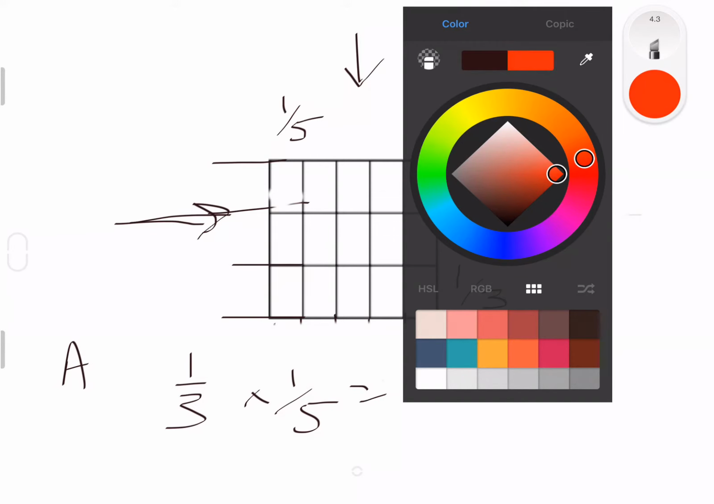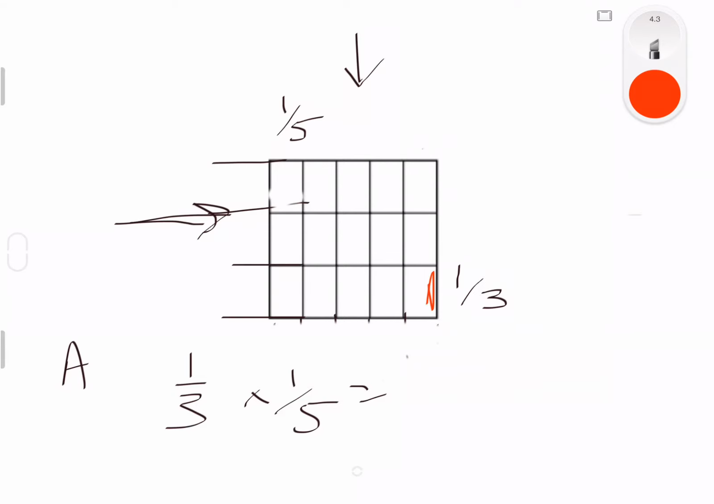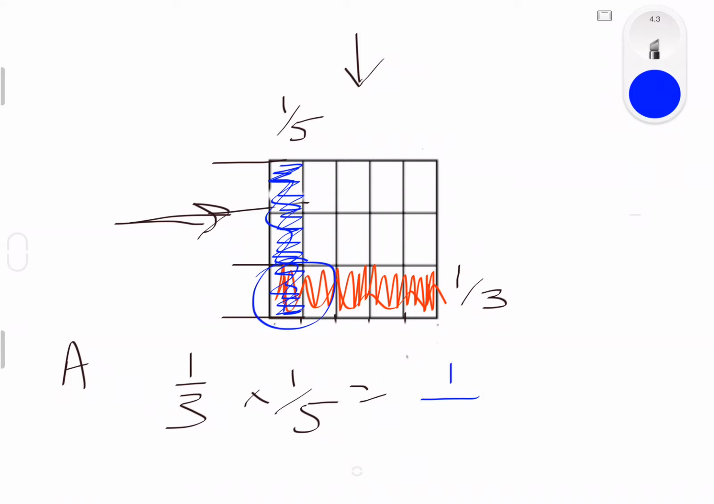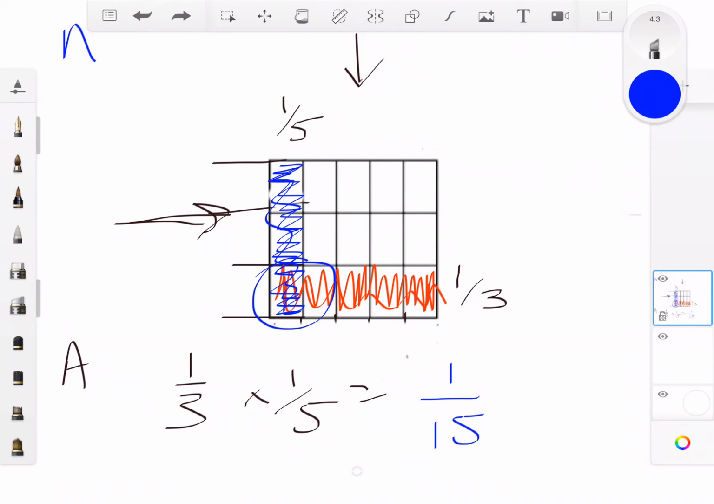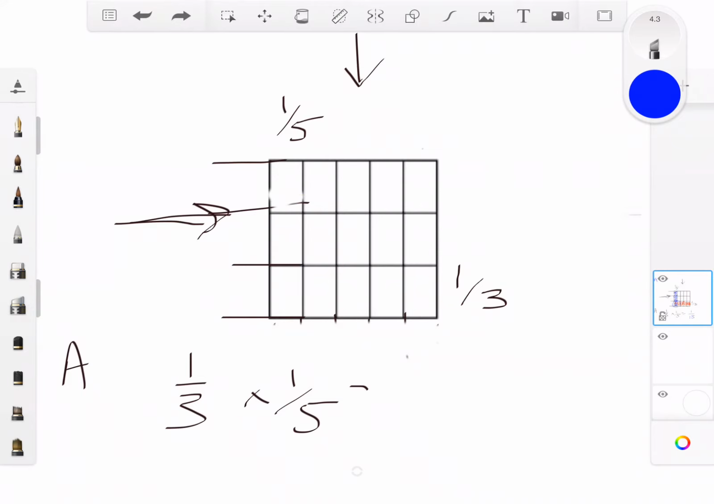So what we're going to do is we're going to try and model it. 1/3, I can shade that in here, that's 1/3 of the whole. It's the same birthday cake process. And 1/5 is right here. I can shade 1/5 of the whole right here. Alright, and I'm able to see that one of them is shaded out of 15 total. So A is correct. 1/3 times 1/5 could be modeled with this picture. Now I'm going to back up and see if we can attack the next one.